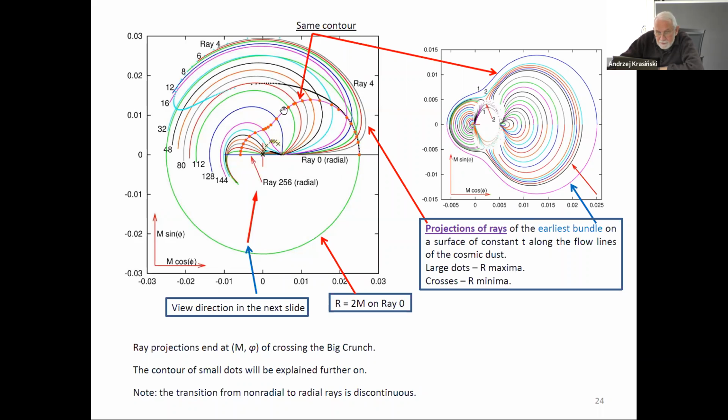Okay, the large dots are R maxima. These crosses are R minima. The green circle is R equal to m on ray 0. And, okay, I will explain later what this line of small dots is.